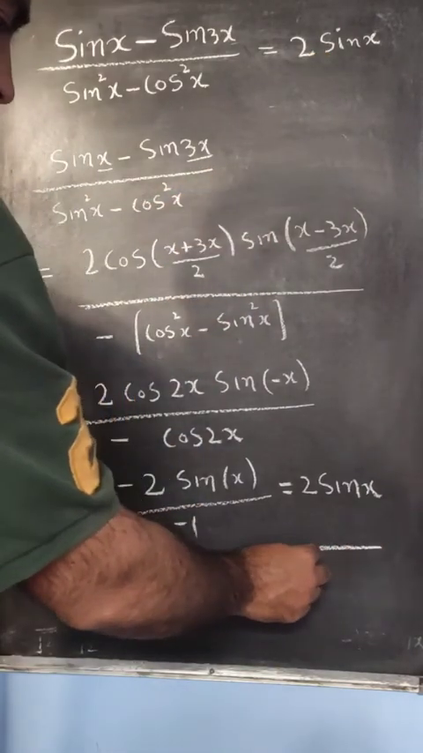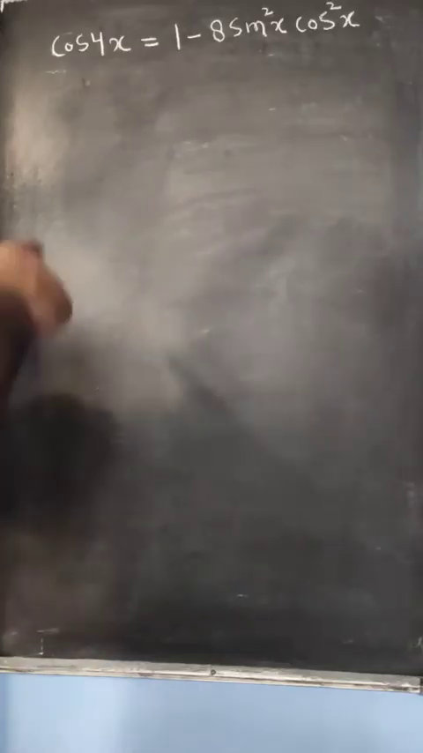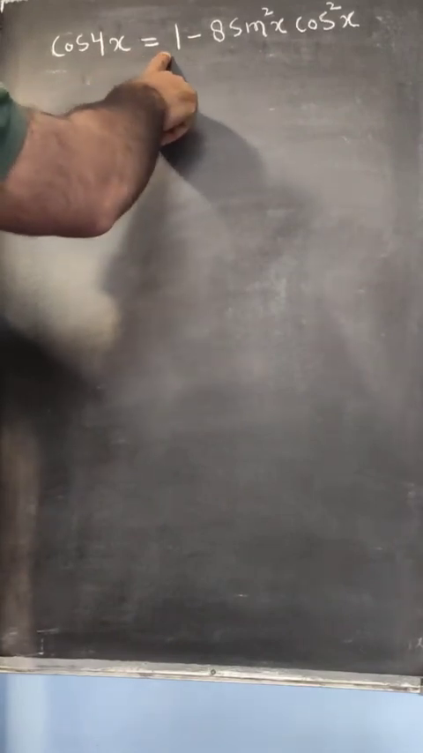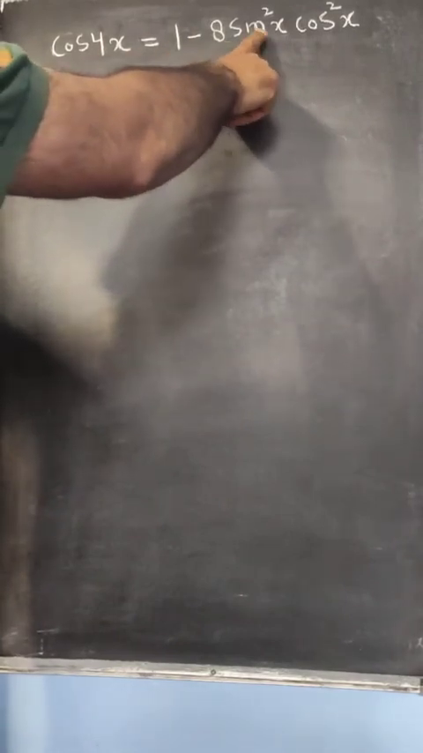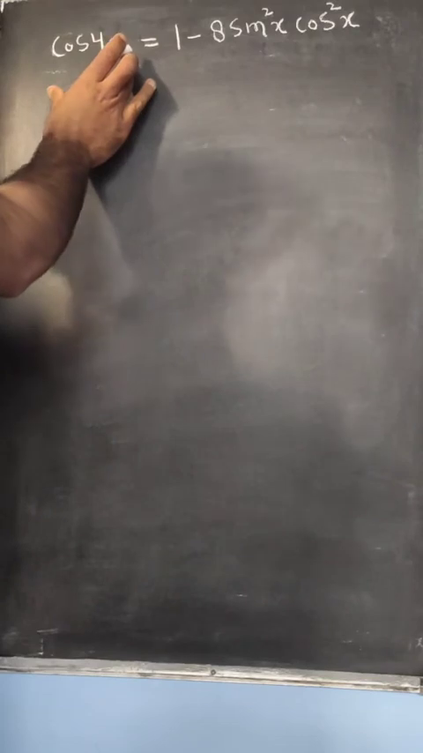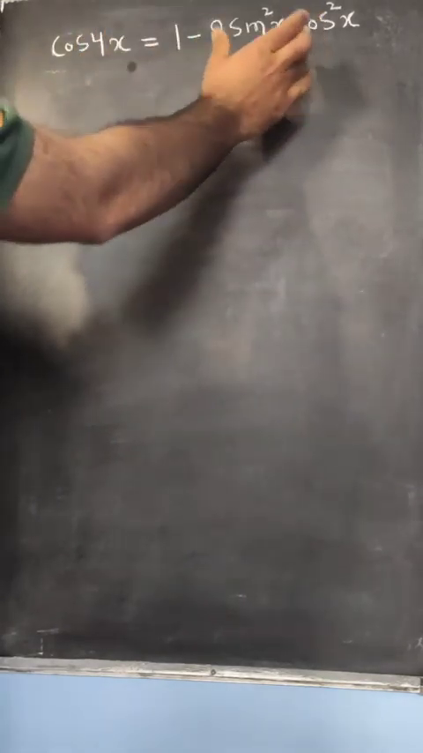This completes the question. Now here is our third question. In this question we have to prove cosine 4x is equal to 1 minus 8 times sine square x cosine square x. Now we take this LHS and we will prove this LHS is equal to RHS.